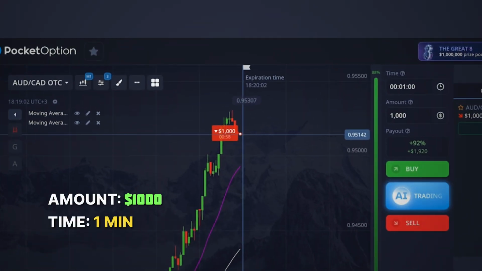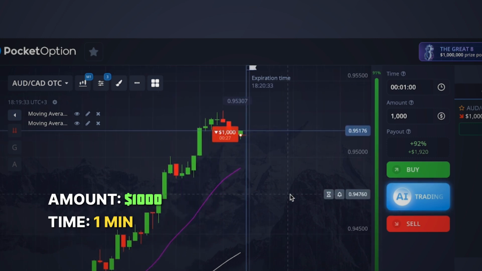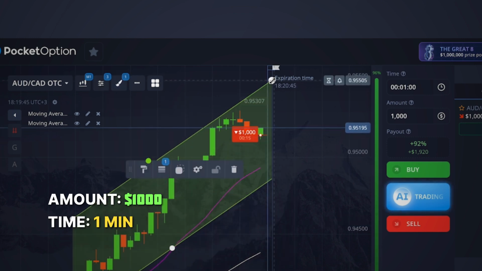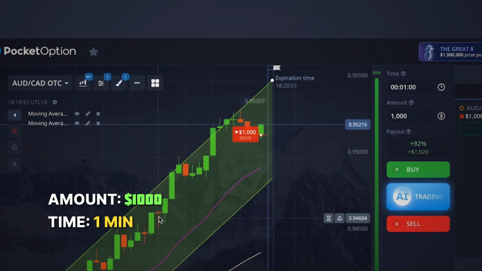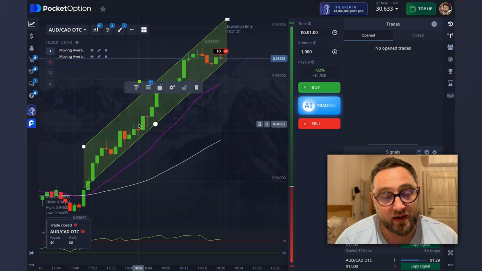Here is a good signal to go sell, to go down 1,000. Looks interesting for me. Today I'm just trading based on 2 indicators and price channel. Let me draw the channel to understand this pair better. Yeah, it's a loss, guys.